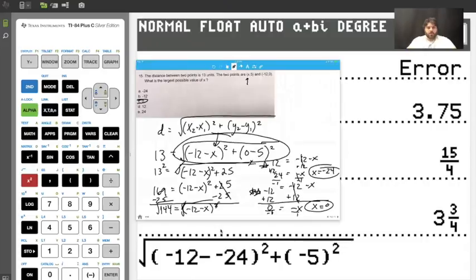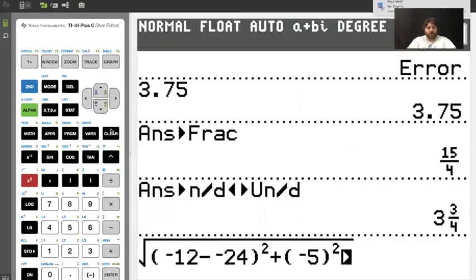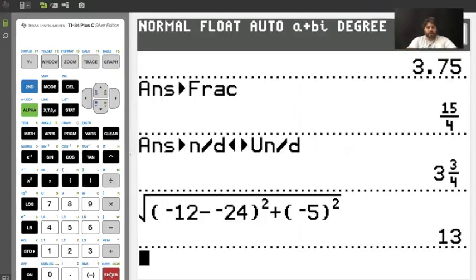Okay, so just looking back, you see what we've done? We've taken -12 minus whatever x is, and x happens to be a negative number, squared plus the rest. We want to get 13. So when I hit enter here, I get 13. So that means -24 is a solution.